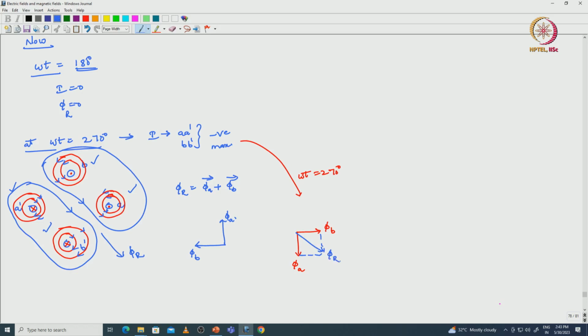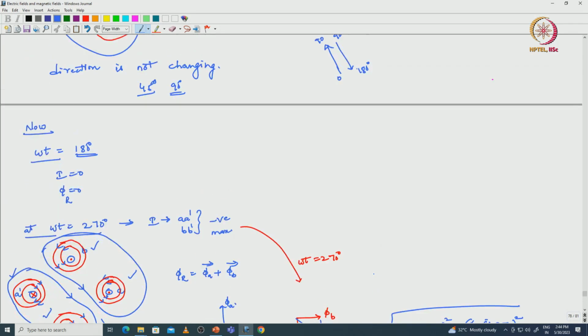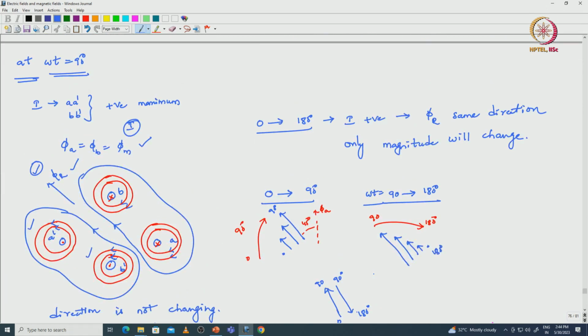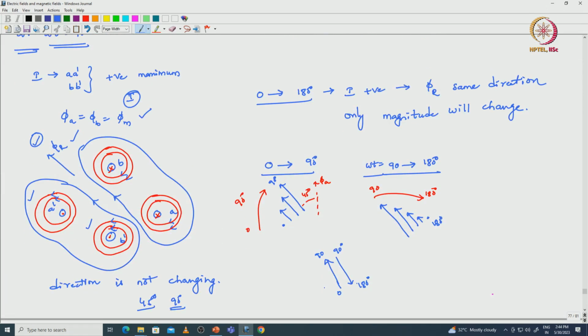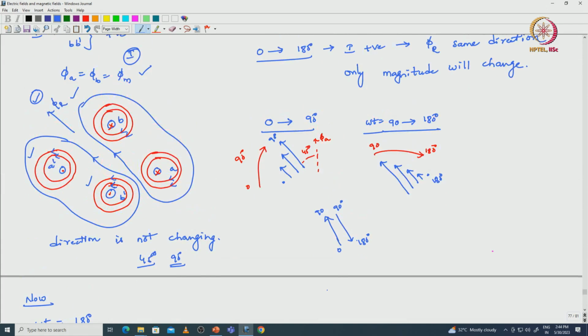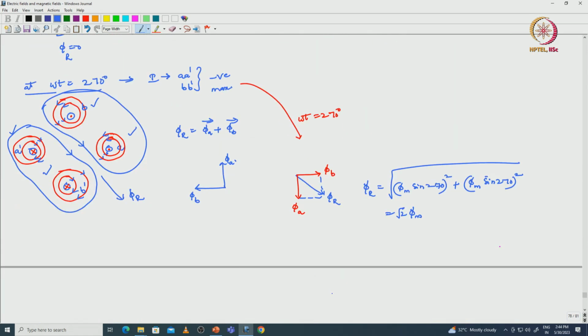This is the phi r. Here phi r equals root of phi m sin 270 squared plus phi m sin 270 squared. So, it will finally result in root 2 phi m at 270 degrees, same as the 90 degrees one. At 90 degrees we have not calculated the magnitude, right.